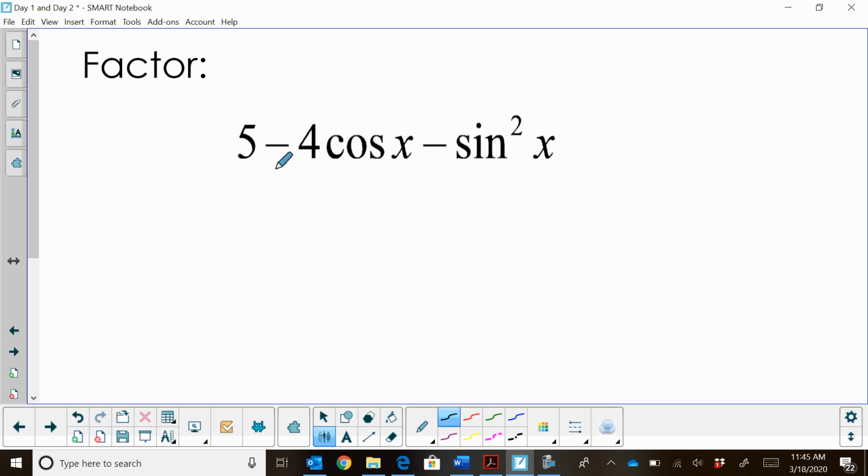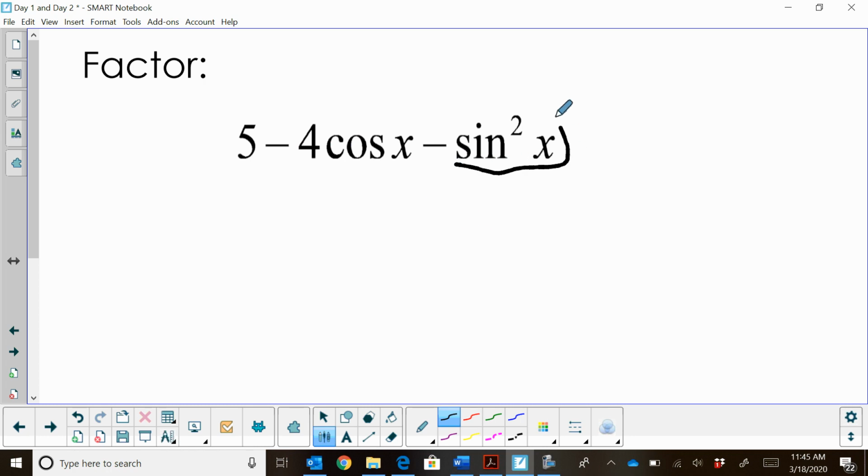We have 5 minus 4 cosine x minus sine squared x. Well, I hope you're looking at it saying, okay, this one has a problem. I have a cosine and I have a sine, and I can't factor with two different trig functions. That's like saying cosine is y and sine is z, and I can't factor that. So what we have to do is use identities to replace one of them.